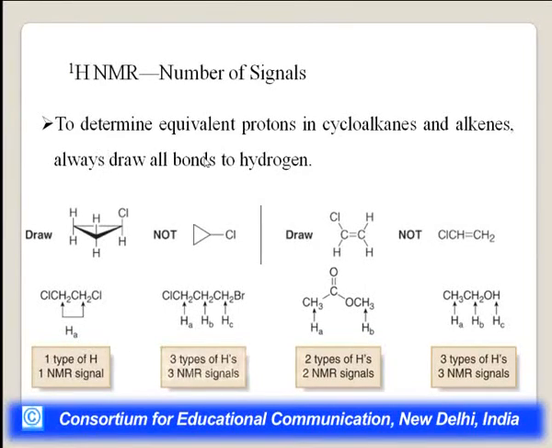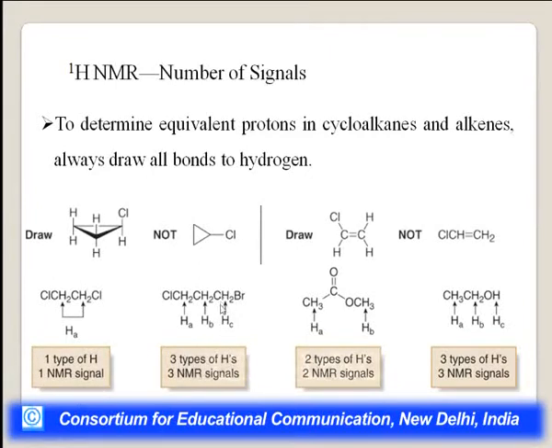Now, how do we determine the equivalent protons in cycloalkanes and in alkenes? We have seen saturated molecules; now we are talking about cyclic and unsaturated molecules. First of all, we need to draw these protons not like this, but like this, so that we see them in this manner. And you can see one type of proton for this, and the same here: you can draw this molecule like this, showing all the sigma bonds present, to hydrogen or chlorine. For this molecule you can see one type of proton; these protons and these protons are in a similar environment, so only one NMR signal is obtained.